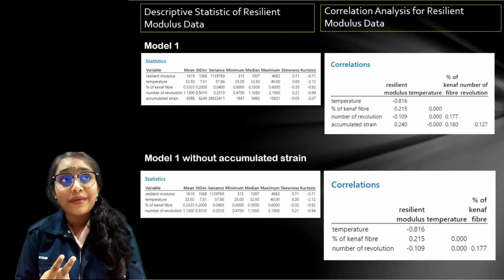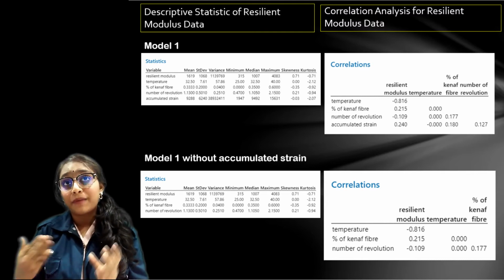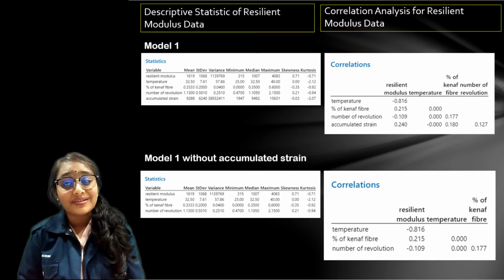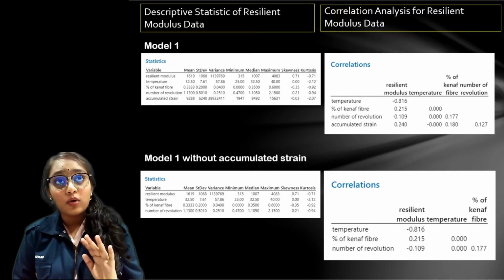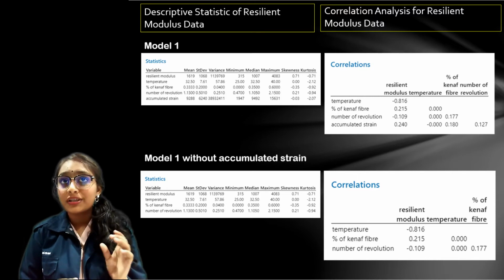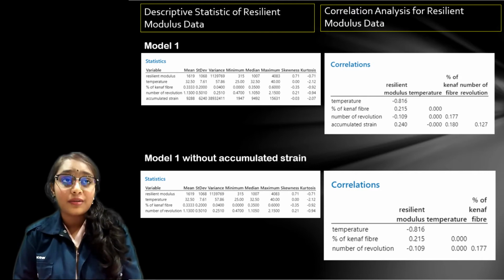There were 2 trials made under the first model. As to make the difference, it would make sense to dismiss the parameters which do not affect the results in the first trial of Model 1. As said, the second trial was made by dismissing the accumulated strain as it does not affect the dependent variable, which is the resilient modulus.